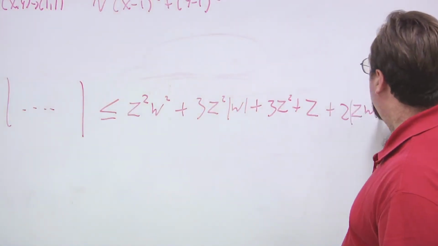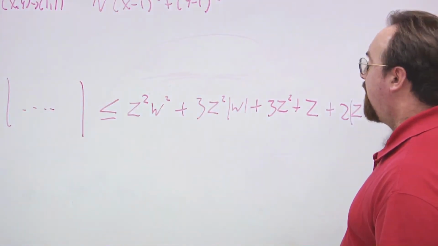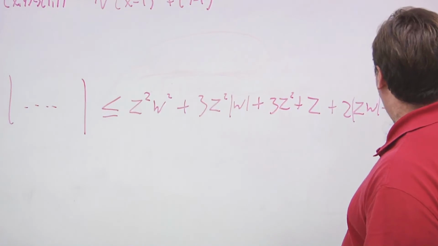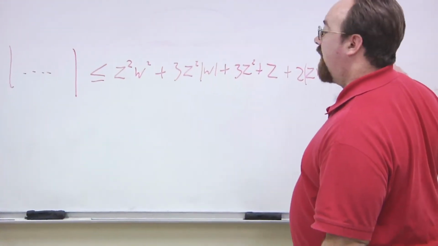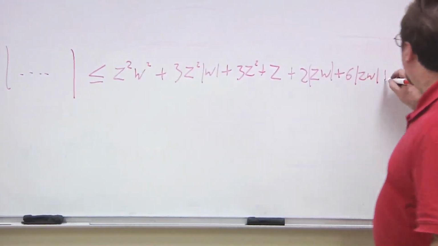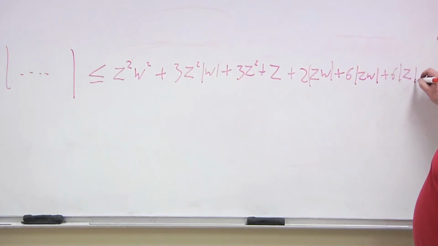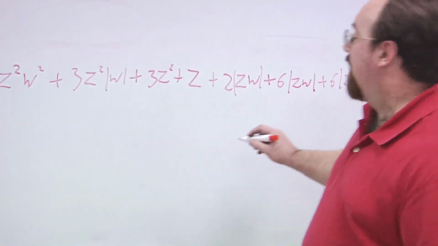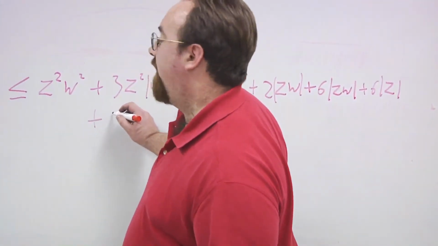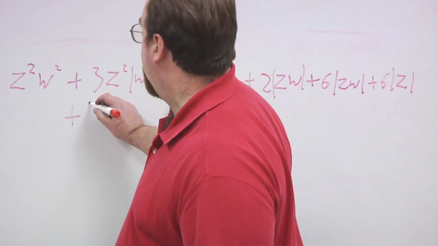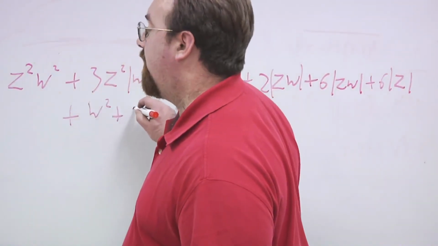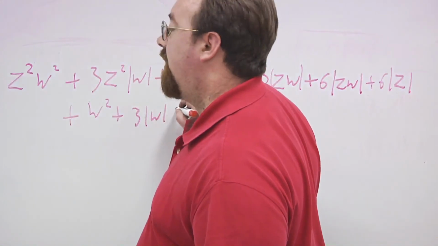W plus 6 zw plus 6z plus w squared plus 3w, and that's it.